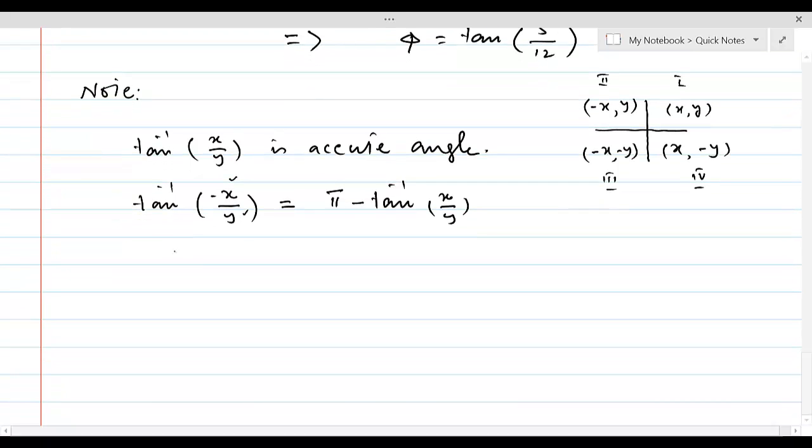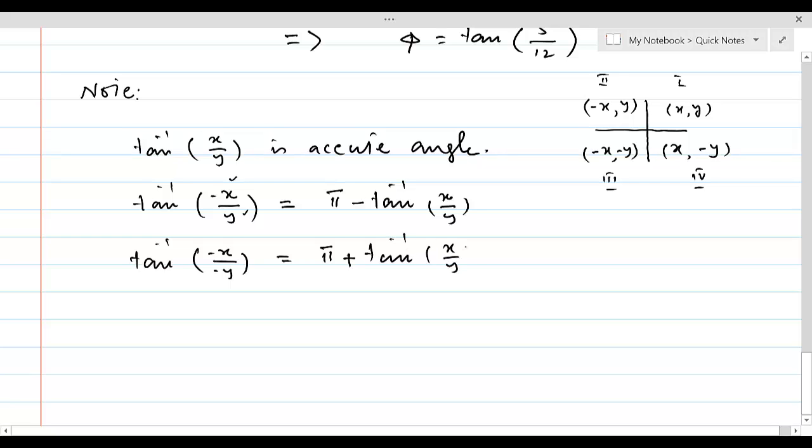And if x and y are both negative, tan inverse of negative x, negative y. Here x and y are both negative, it means the angle is in the third quadrant, and in third quadrant you can get that angle by adding pi. So this will be pi plus tan inverse x over y.